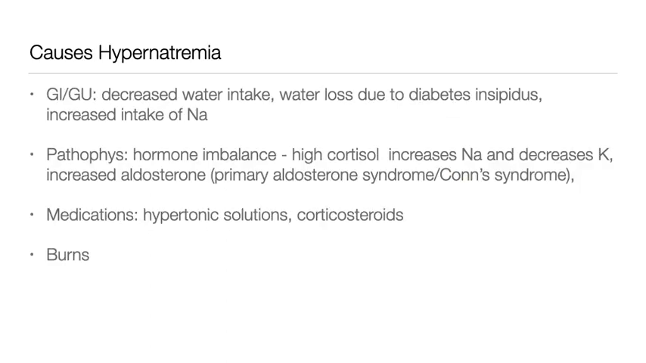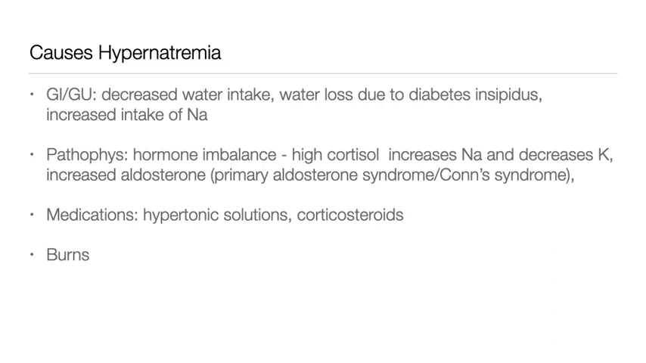Let's go over some causes of hypernatremia. These tend to follow a pretty logical path. First of all, with the GI/GU system, you can have hypernatremia because of decreased water intake, so the concentration of sodium is increased relative to the water content. You lose water content, so there's more sodium available. Diabetes insipidus is a good example of this.